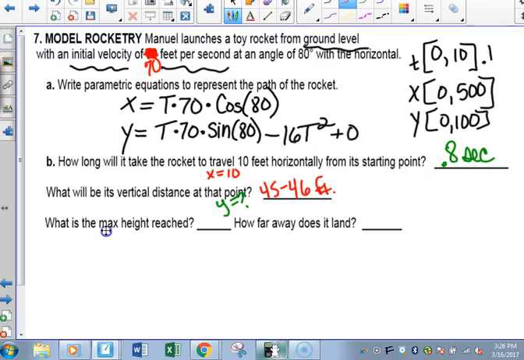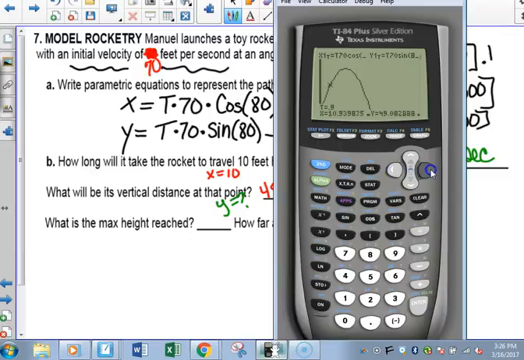Okay, what is the maximum height that it ever reaches? Again, we can't control anything. We can just trace around. What are we trying to maximize? Yes, we want the y to get as big as possible. Okay, somewhere in here. What is the maximum height reached? Yep, okay. 74.2, it did ask that.